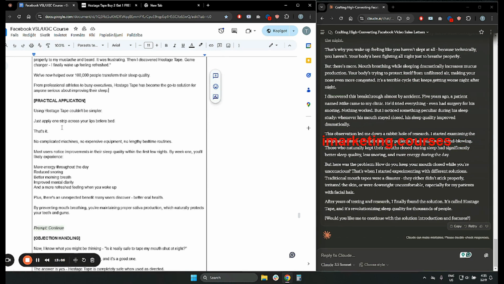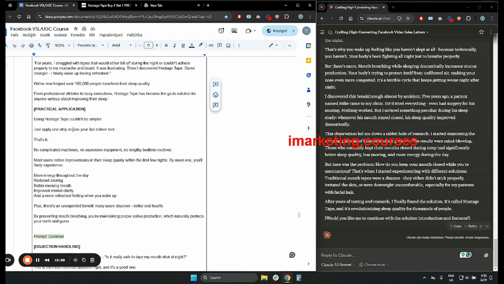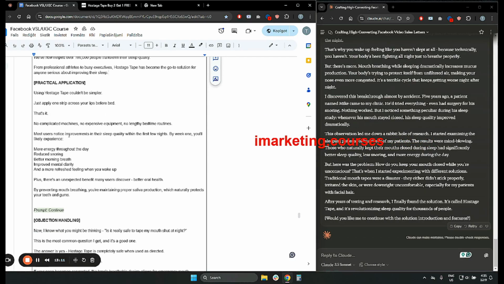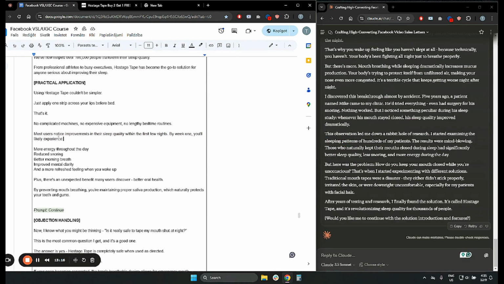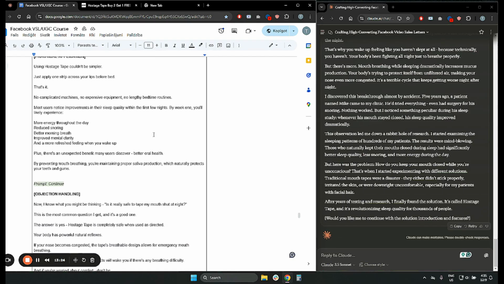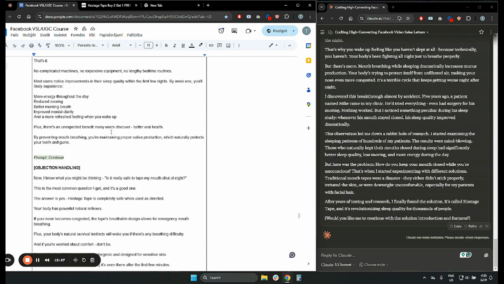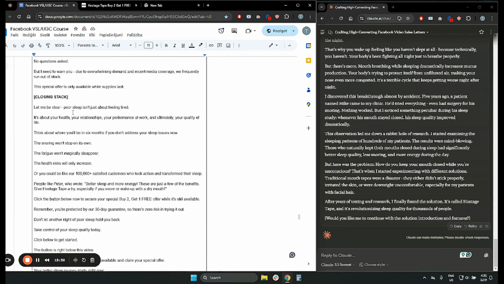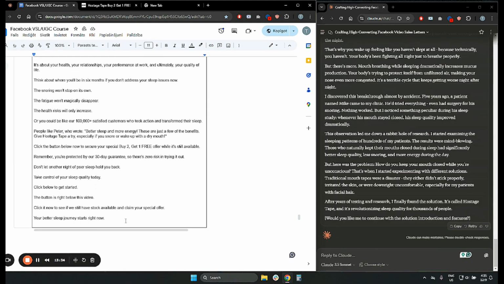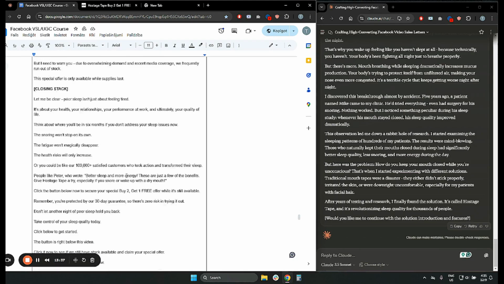Then the practical applications, so how to use. Just apply one strip across your lips before bed. And once again it says most users notice improvements in their sleep quality within the first few nights, and then what happens by week 1, and then objection handling, the call to action, and the closing part again. So overall it's a good VSL.